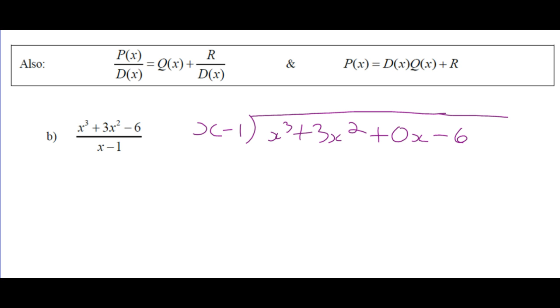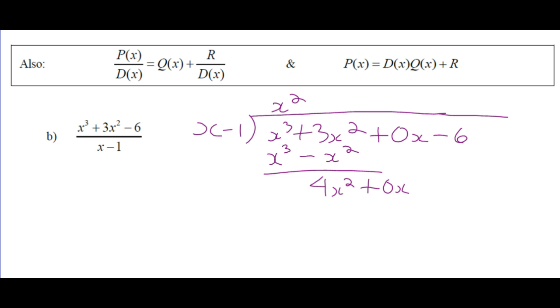Because when we subtract, it has to be a cubed under a cubed, a squared under a squared, right? And you'll see what happens as soon as we get a couple of lines in. So what's x cubed divided by x? X squared. What's x squared times x minus 1? Okay, now here's the arithmetic starting to kick back into gear. What's 3 minus negative 1? Say 4. 4 what? 4x squared. What do we do with the 0x? Bring it down. Plus 0x.